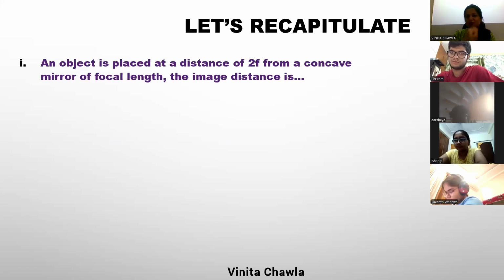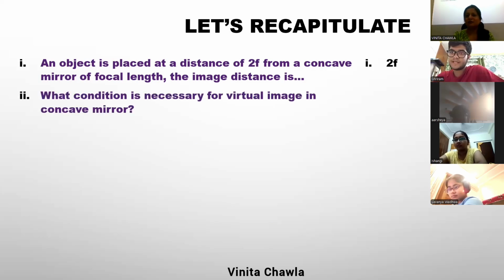An object is placed at a distance of 2f from a concave mirror of focal length f. The image distance is? 2f होना चाहिए. Yes, it's 2f. At C, we get the image at C. C only और same size की होती है. Yes, same size, real and inverted.